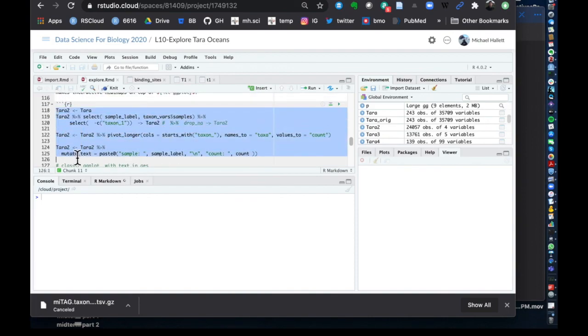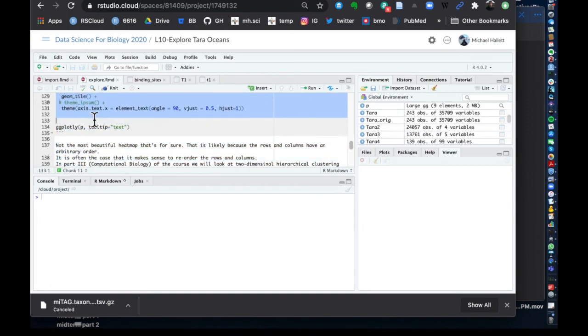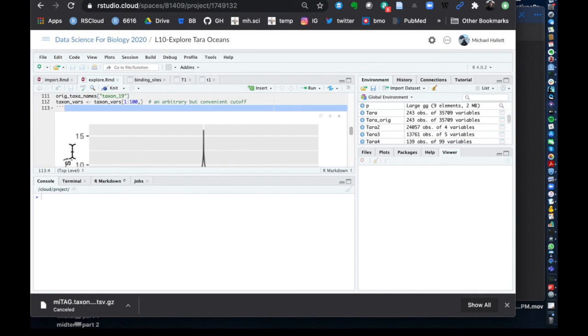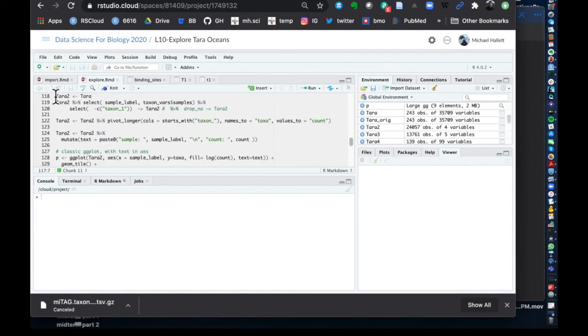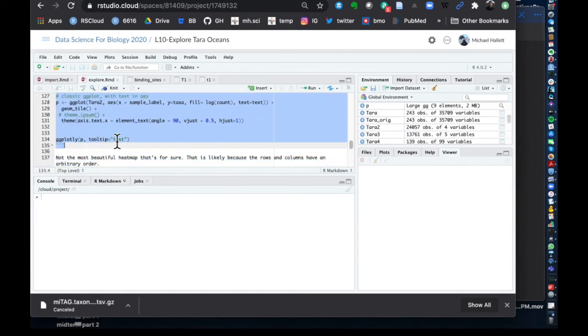I just want to show you graphically here. You'll have time on the assignment to explore that. And then I'm going to call, whoops, what happened there? Sorry. And then I'm going to call the ggplot function. And finally, I'm going to call this ggplotly. That turns the ggplot into an interactive tool.